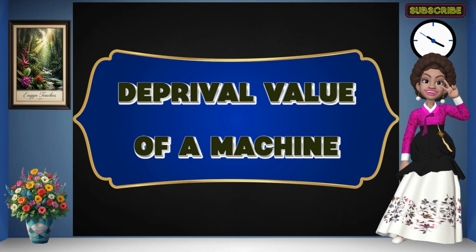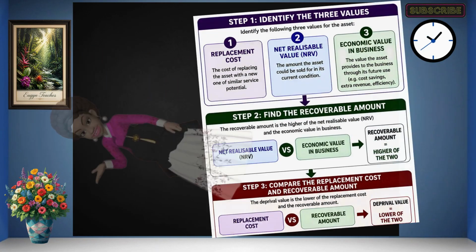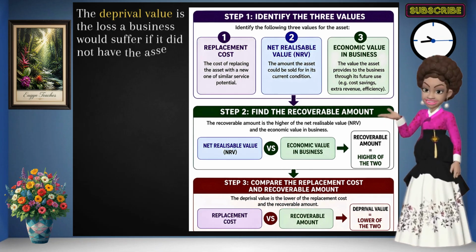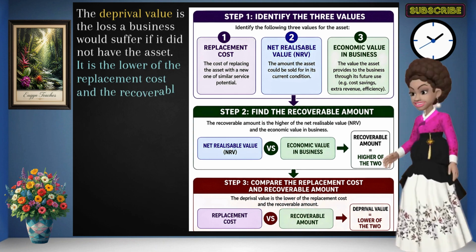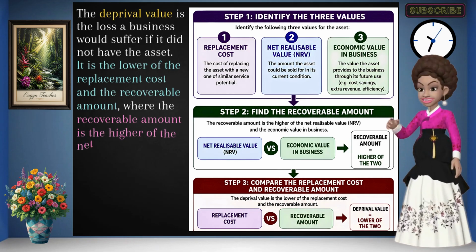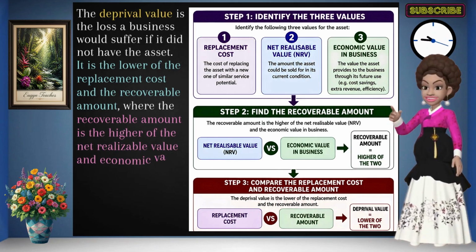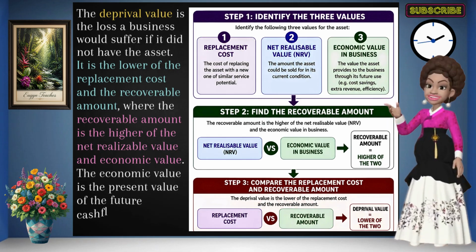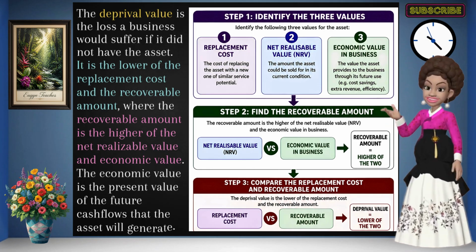Deprival value of a machine. The deprival value is the loss a business would suffer if it did not have the asset. It is the lower of the replacement cost and the recoverable amount, where the recoverable amount is the higher of the net realizable value and economic value. The economic value is the present value of the future cash flows that the asset will generate.